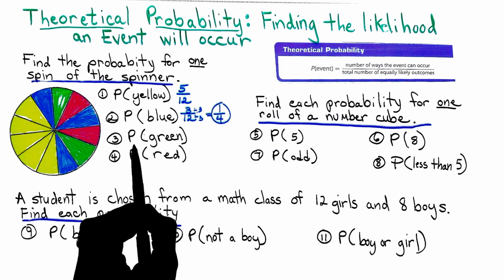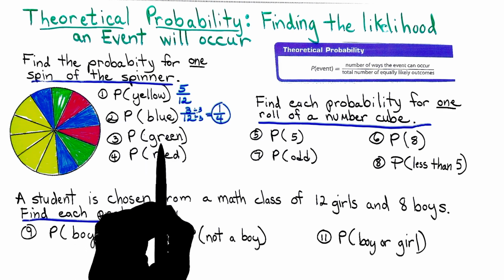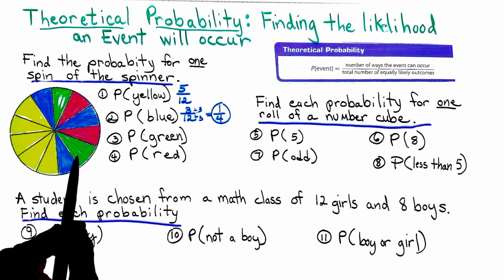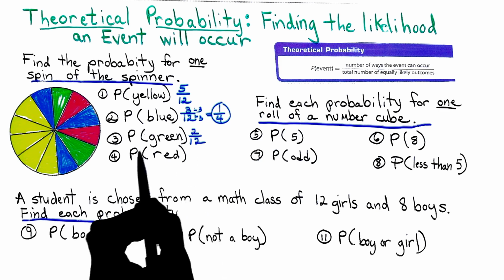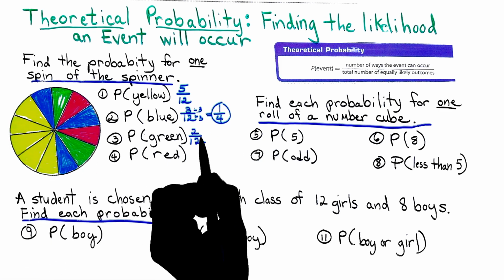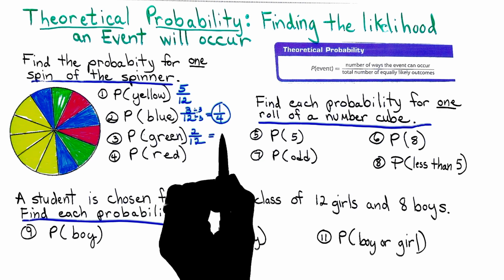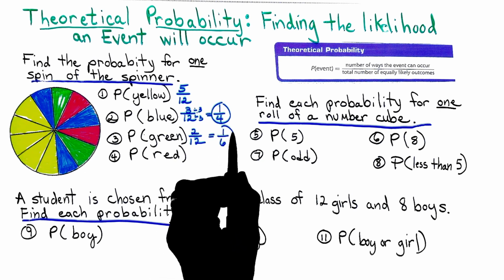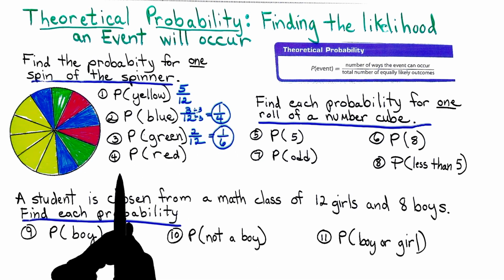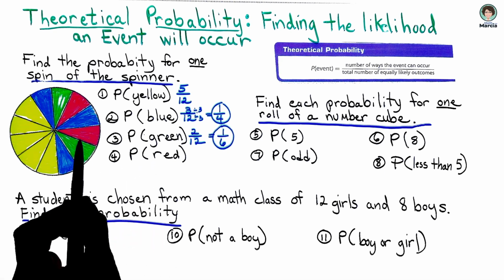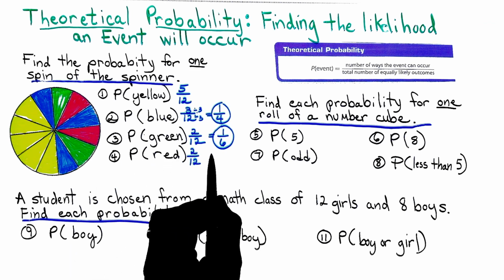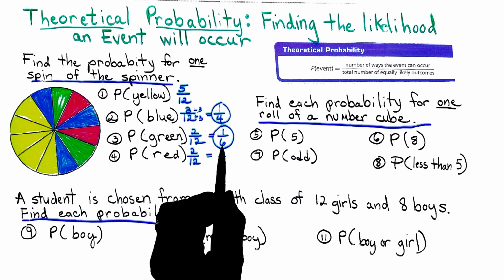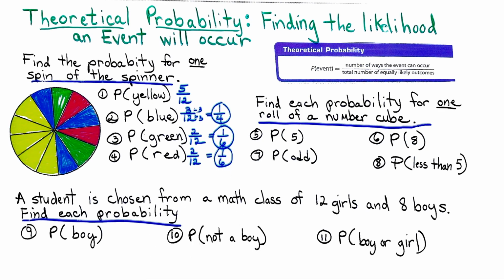Looking at number 3, what's the probability of spinning a green? I have 1, 2 greens. Again, it's 2 out of 12 different spaces on my spinner. And we know those are both even. If we divide by 2, we end up with 1/6. This is the best answer. And for number 4, the chances of getting a red, there are 2 reds. So it's the same chance as getting a green. It would be 1/6.